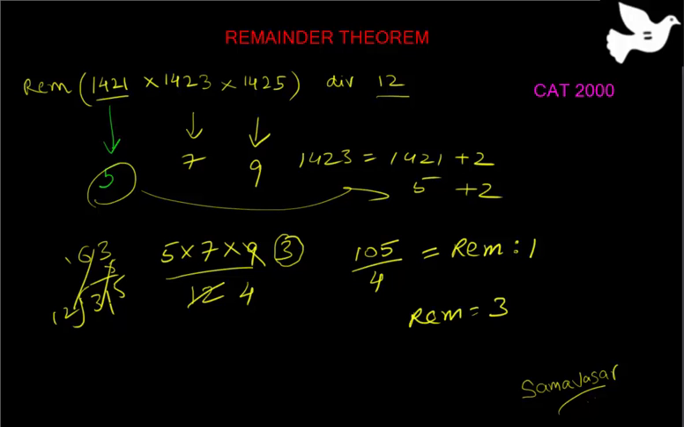Otherwise, like I was trying to do earlier, I would have gotten this number, then divided by 12 and found the remainder. That is also a perfectly valid way of solving the question.